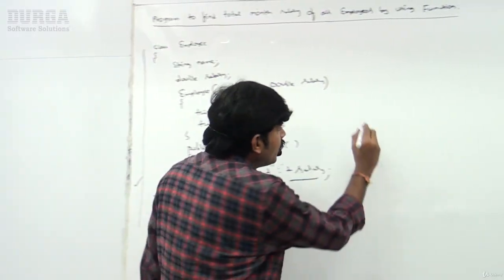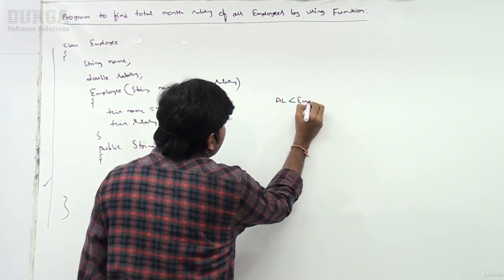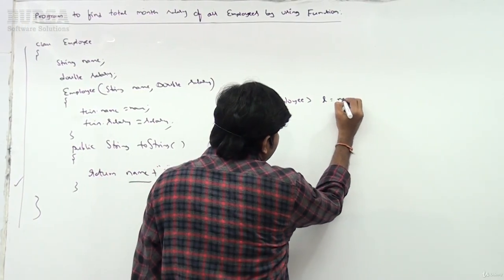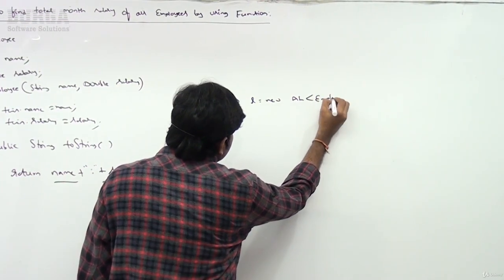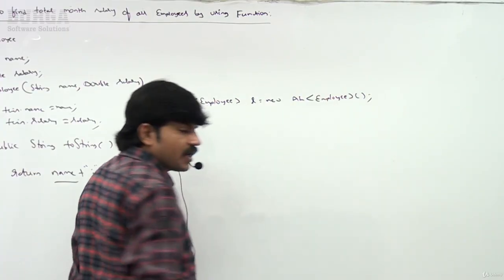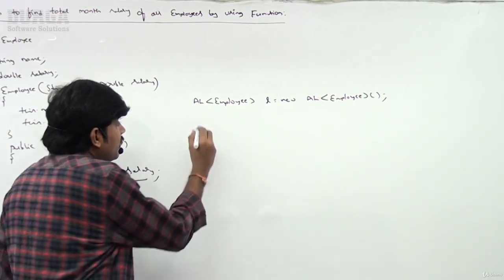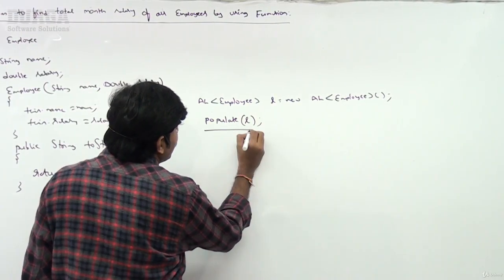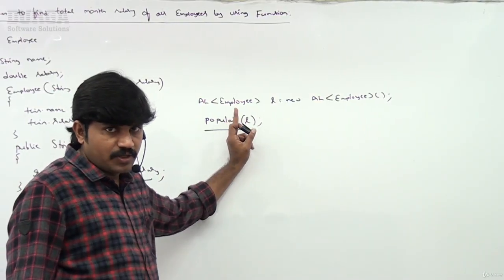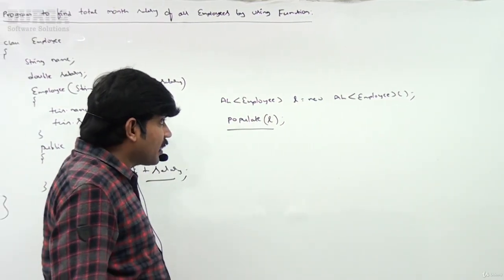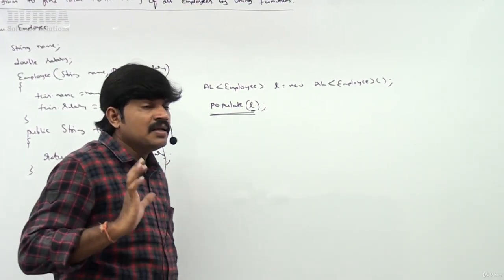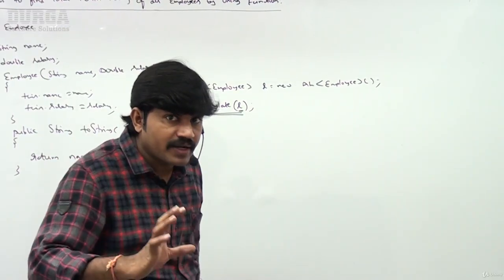Now let me create one ArrayList of Employee objects. ArrayList of Employee, l is equal to new ArrayList of Employee. For l, let me call the populate method just to add some employee objects to this ArrayList. Are you able to understand, right? So how to write the Employee class, how to create an ArrayList of Employee objects, and populate to add some employee objects to this l. So let me show the code and then how you can write the function. That part I will take care of. Just have a look once.